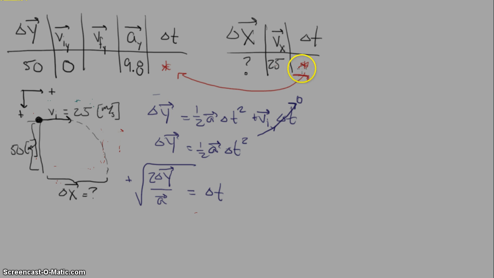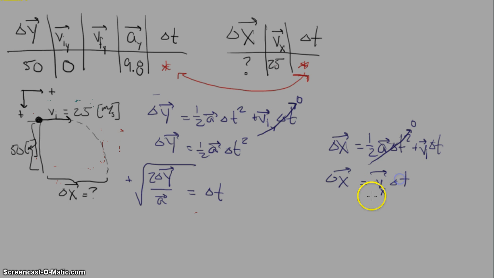Now that I know time, I know it up here also, and I could use a different equation. I could use the same equation actually, but in the horizontal direction. Now in the horizontal direction, acceleration is 0, so I have delta x equals vx delta t. I have vx, I now have delta t, I could multiply those together, and I get my answer. So hooray, I've got that done. That's a pretty standard horizontal launch problem.